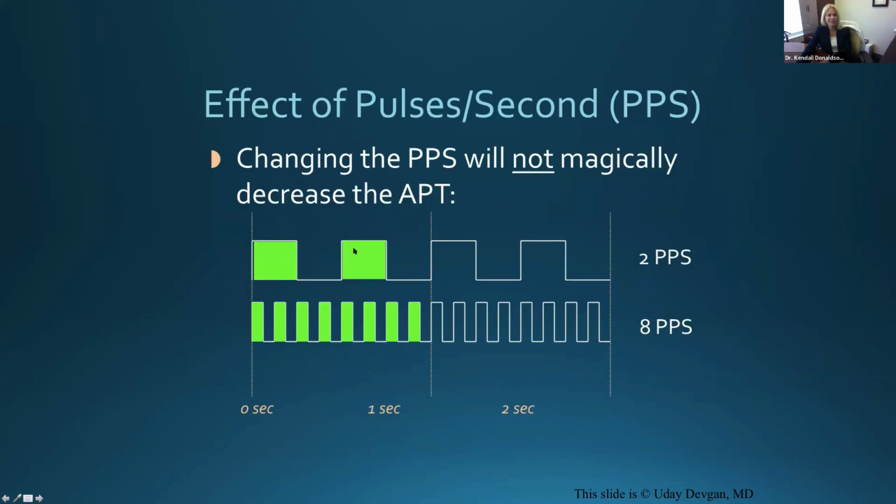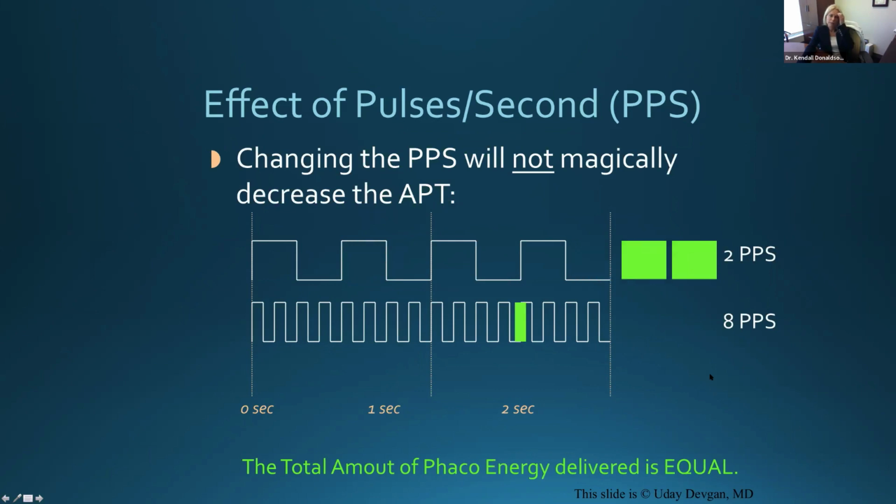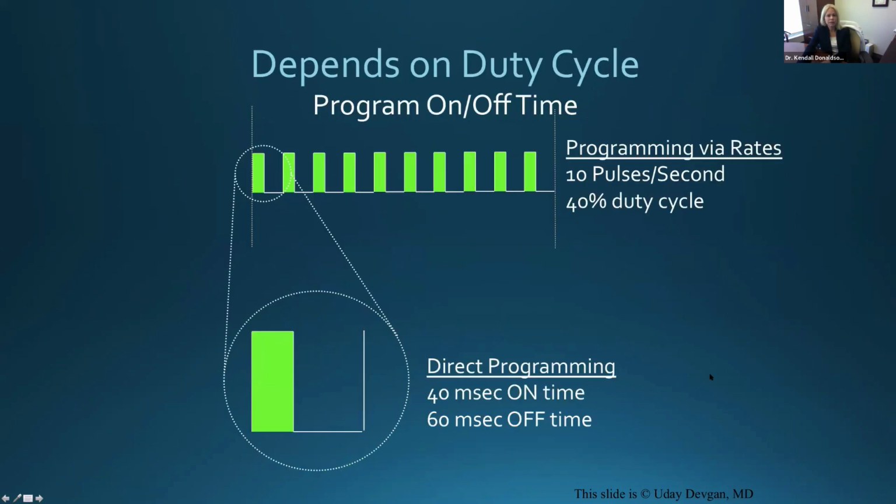Okay, so you can see here also, you don't magically decrease the phaco time. We can have the same amount of phaco time here. Here we have a large delivery of energy only twice, but that's equivalent to all these small packages delivered more frequently. So yeah, that just kind of explains the same thing that I just mentioned.